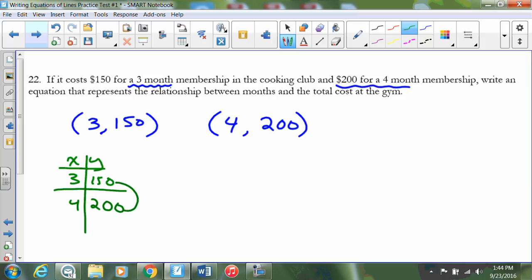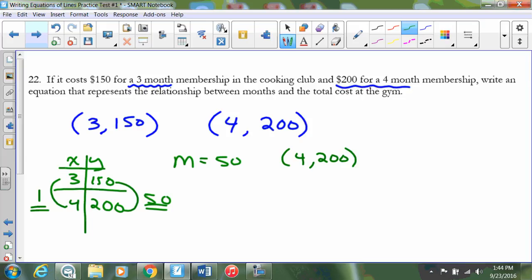So 200 minus 150 is 50. 4 minus 3 is 1. So we know that our slope is y over x. So it's 50 over 1, but I'm just going to write 50. Doesn't matter which point I pick. You know what? I'm going to pick the (4, 200).